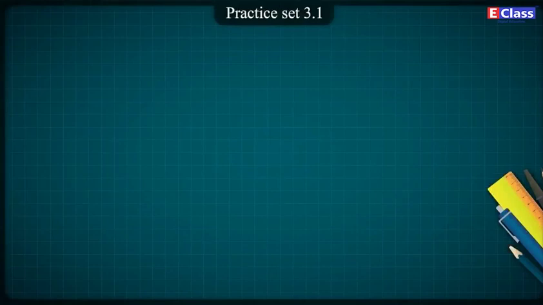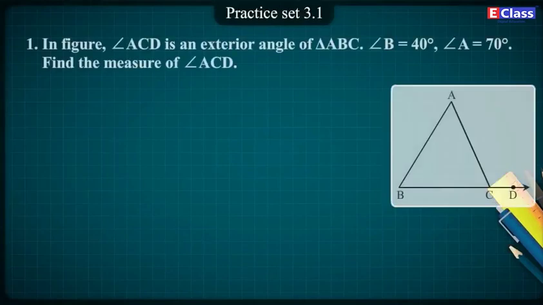Practice set 3.1. Question number 1. In figure, angle ACD is an exterior angle of triangle ABC. Angle B is equal to 40 degrees. Angle A is equal to 70 degrees. Find the measure of angle ACD.